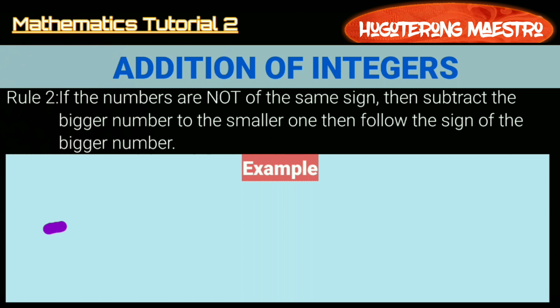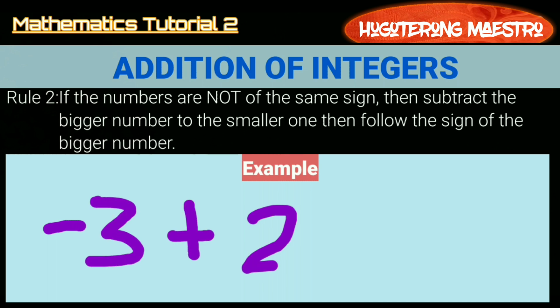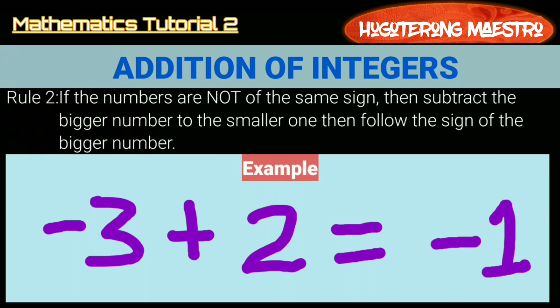Halimbawa, negative 3 plus 2. As we can see, hindi siya pareho ng sign. So, ang gagawin natin yan ay isa-subtract ang malaking number doon sa maliit. So, that is 3 minus 2. So, that is 1. But yung final answer natin ay dapat ifa-follow ang sign of the bigger number which is negative. Kaya ang sagot natin is negative 1.